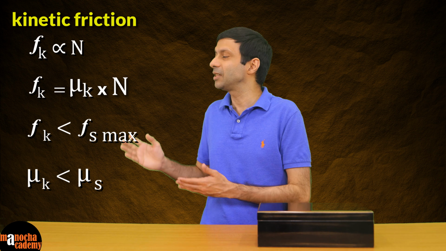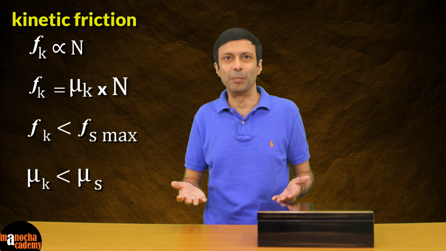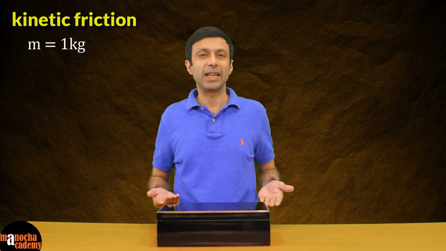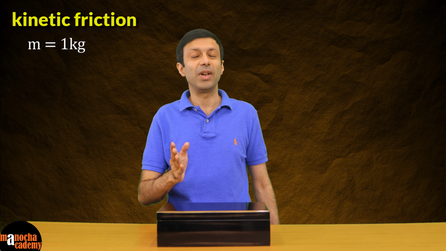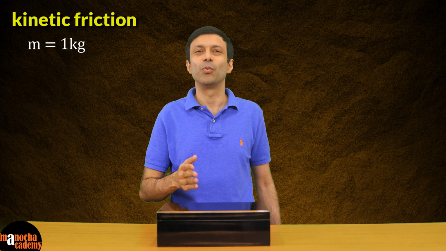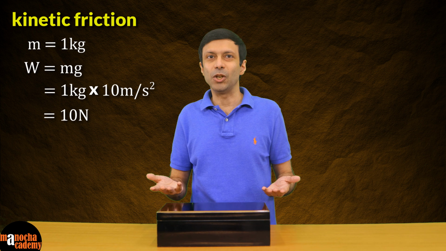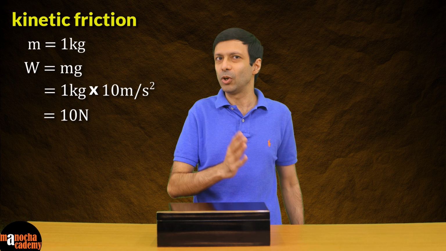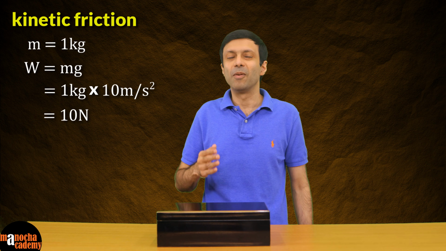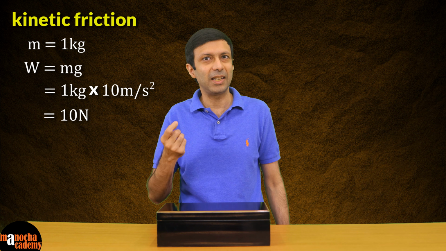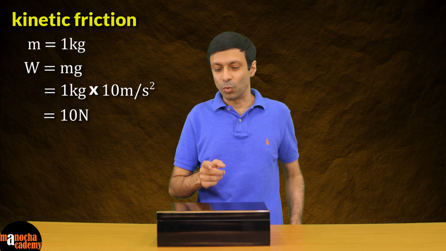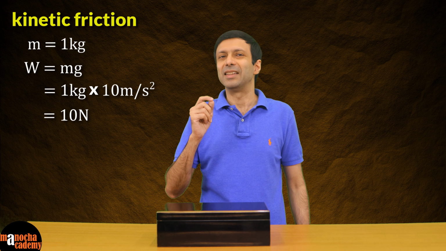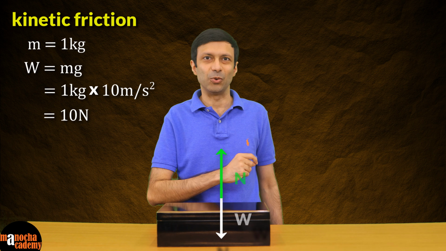Now let's understand this equation with an example. Once again, the mass of this box is 1 kg. So what is the normal reaction here? For that, we again have to calculate the weight of the box, which we saw was 10 Newton. You just use the formula W equal to mg. So 1 kg multiplied by the acceleration due to gravity, 10 meters per second square. So the weight was 10 Newton. So what is the normal reaction on this box? That's right, it's going to be 10 Newton.